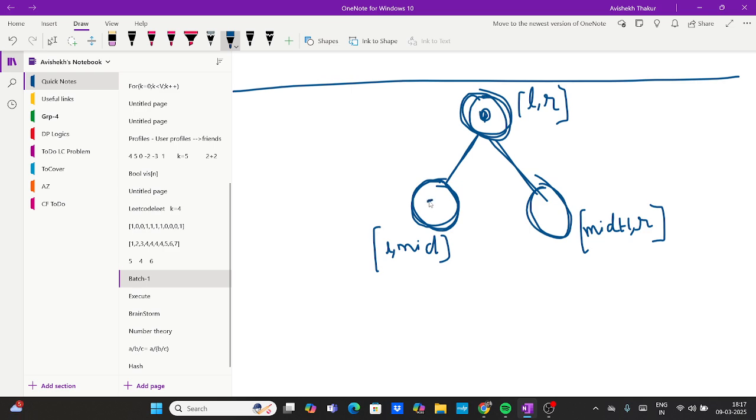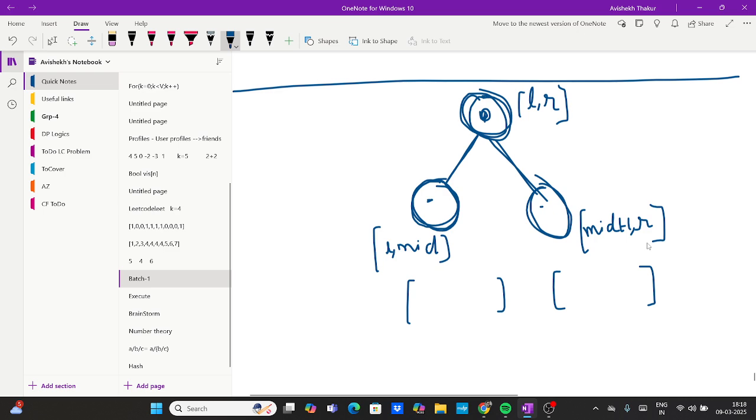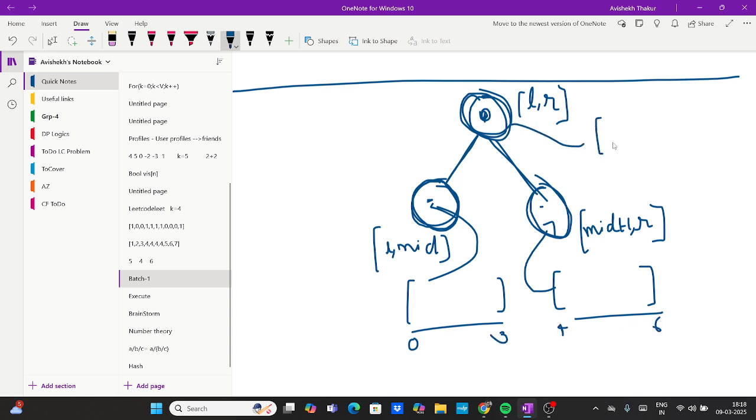Let's say we store the maximum sum here and here. Let's say we have some array of length 3 and some other length. So somehow at this instant, let's say that we have the maximum sum of these arrays stored. Let's say this is 0 to 3 and this is 4 to 6. So can I say this node will store the information for 0 to 6? I can say that, right?